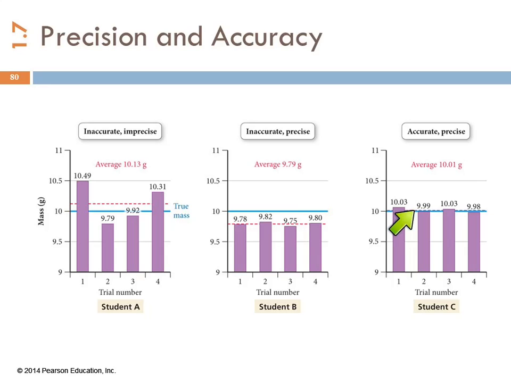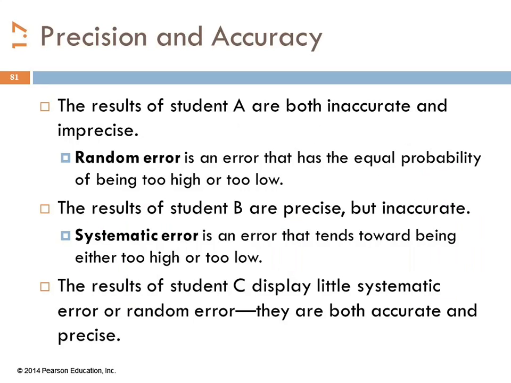The actual value and the average are very close together, and all the values that were measured are very close together. That's accuracy and precision. Usually accuracy and precision go together. If you have precision, generally that indicates that you're more likely to be accurate, but not always, because student B was precise but not accurate. So student A was inaccurate and imprecise.